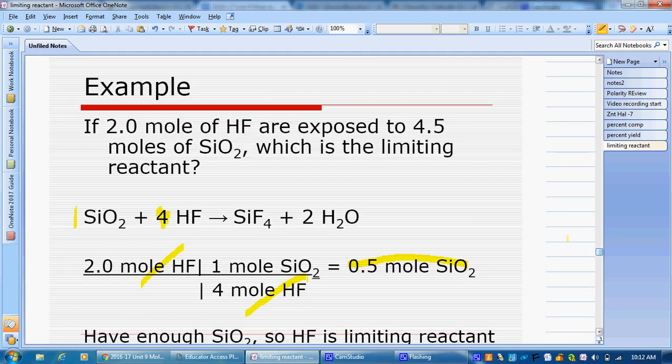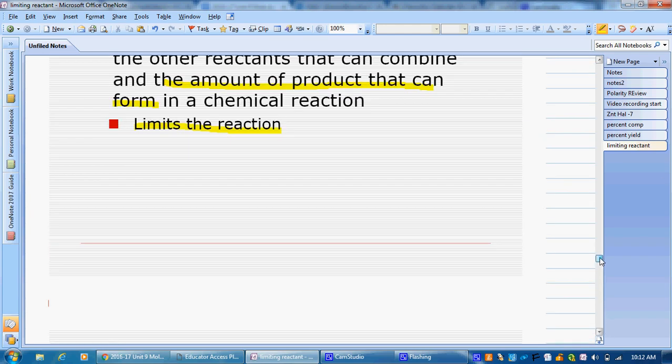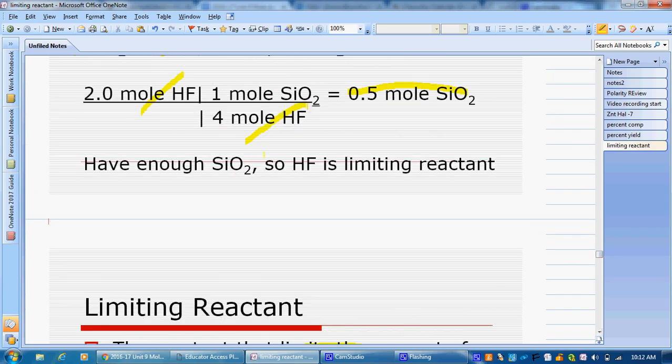So if we look back up here, we had a ton of this. We had 4.5 moles. We're not going to run out of the SiO2. We need 0.5, excuse me, and we have 4.5. So this time what we're going to run out of is our HF. We're going to use all 2 moles of that. We won't run out of the other, and so that's going to be our limiting reactant, our HF. Silicon dioxide we have plenty of. So these are how we run through our limiting reactant problems.